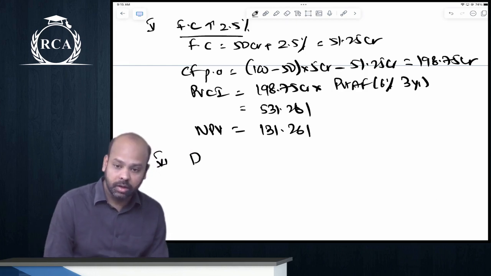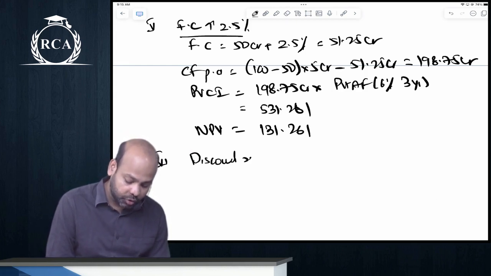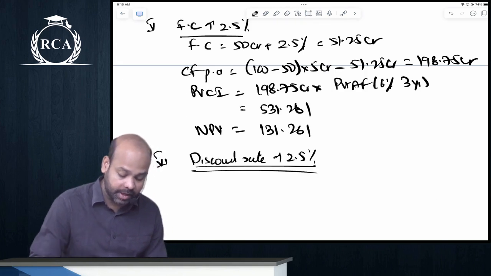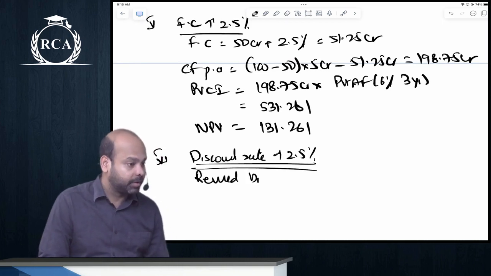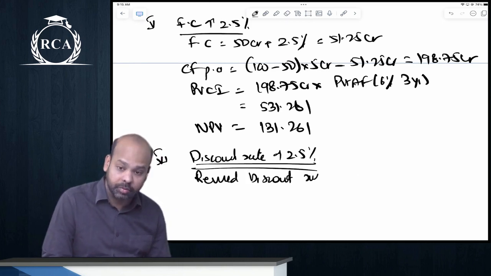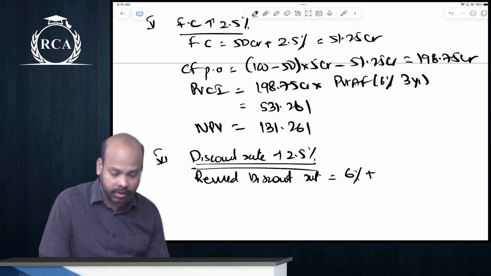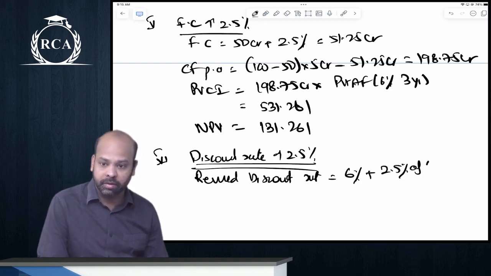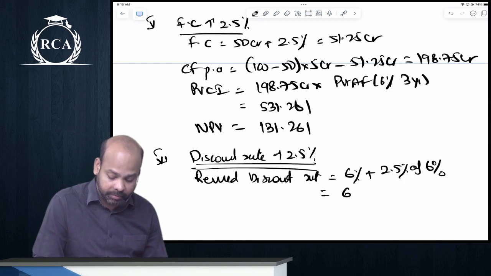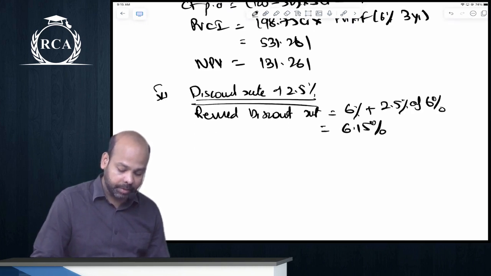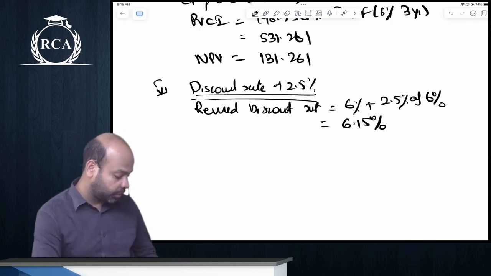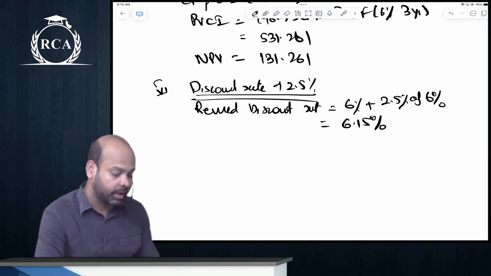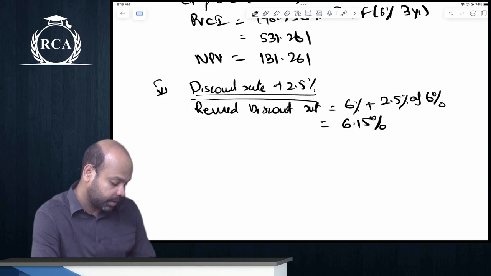6 factor. Your discount rate as such beta should increase by 2.5%. ये important है बेटा, मतलब students end up writing 8.5%. It is not 8.5% guys. Revised discount rate beta should be 6% plus what beta? 2.5% of 6%, and that will become 6.15%. Revised discount rate beta will be equal to 6% plus 2.5% of 6%, 6.15%.